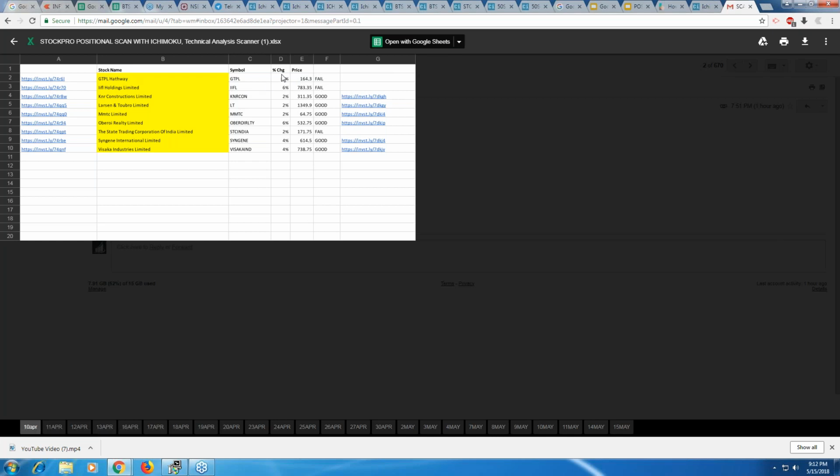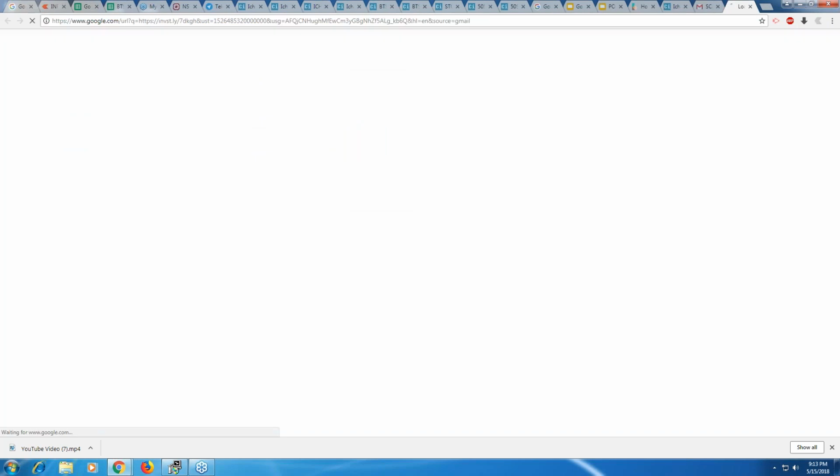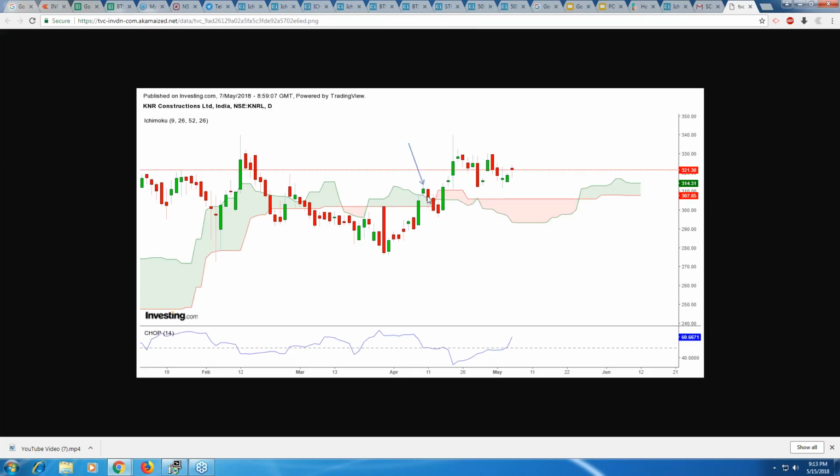And the next day after they gave the breakout, these 3-4 stocks failed. But KNR Construction went up. So from here, there was a breakout at this point. I think we got this date, 10th of April, and from there it went up, right? It went a little down, then went up, right? From 314, it even touched 340. This is KNR Construction, right?